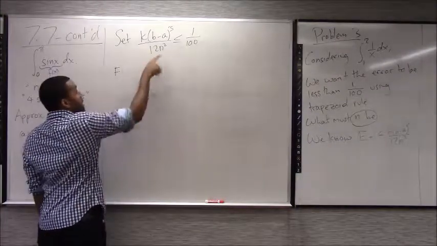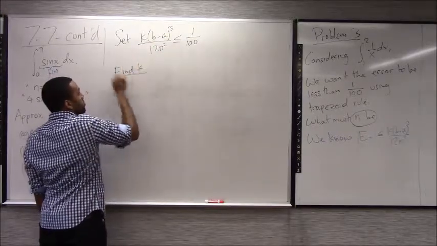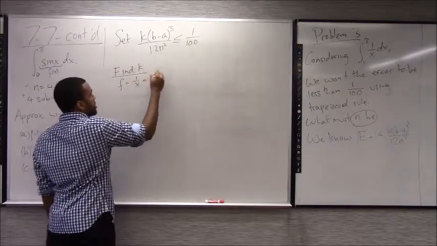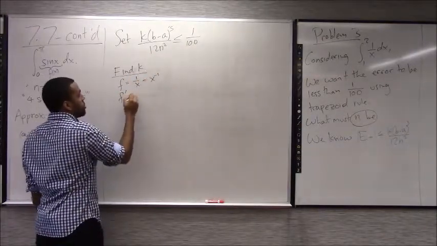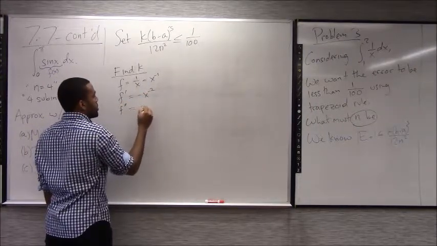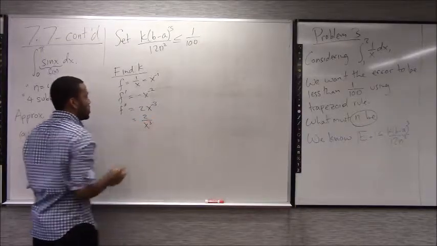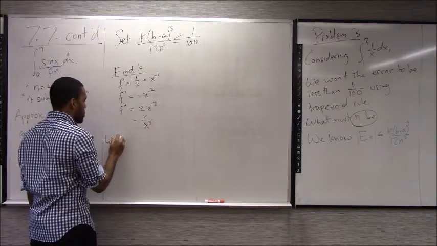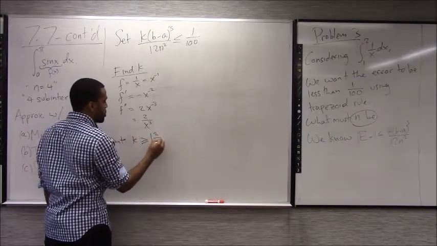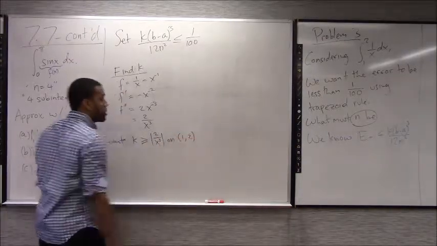Again, the n we don't know yet, that's what the question is asking you, but we do need to find k. So you start with the function, which is 1/x, or I can think of that as x to the minus 1. Find the first derivative, find the second derivative. So this is 2/x cubed. So we want k to be greater than or equal to the magnitude of 2/x cubed on this interval 1, 2.